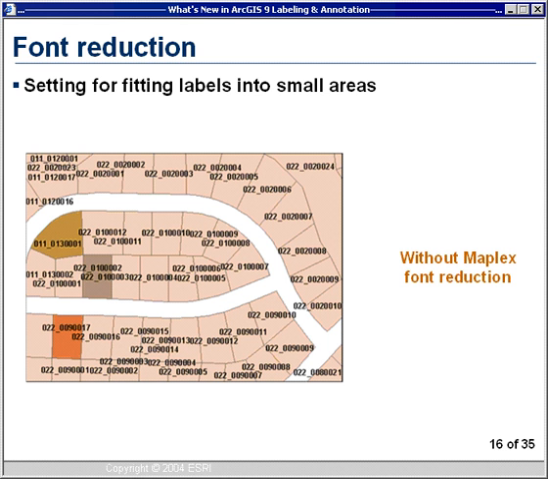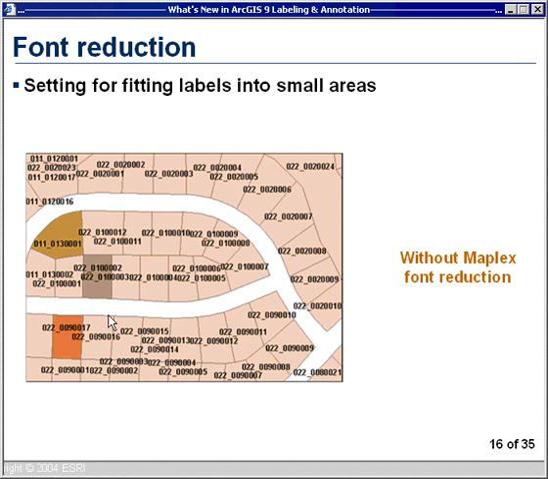Another strategy for fitting labels into small areas is to reduce the size of the label text. Reducing the font size reduces the overall size of the labels in areas where there are size constraints. The graphic on the slide depicts block groups. Each label you see is the map block lot code for that block. As you can see in the graphic, many of the labels span more than one feature.